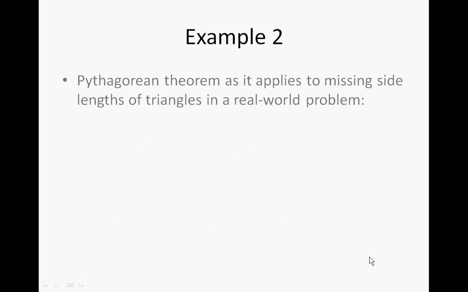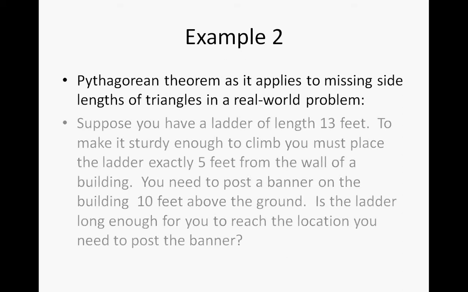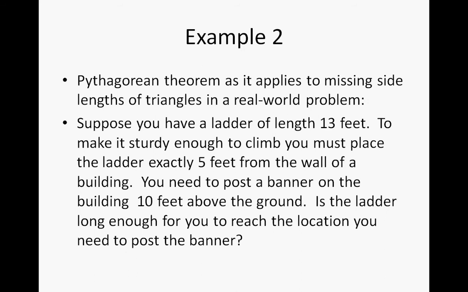So for example 2, the Pythagorean theorem as it applies to missing side lengths of triangles in a real-world problem. So suppose you have a ladder of length 13 feet. To make it sturdy enough to climb, you must place the ladder exactly 5 feet from the wall of the building. You need to post a banner on the building 10 feet above the ground. Is the ladder long enough for you to reach the location needed to post the banner?